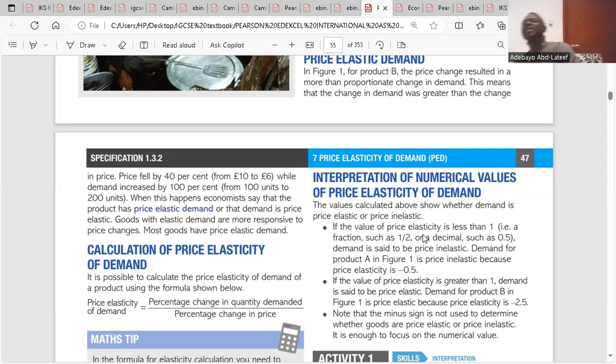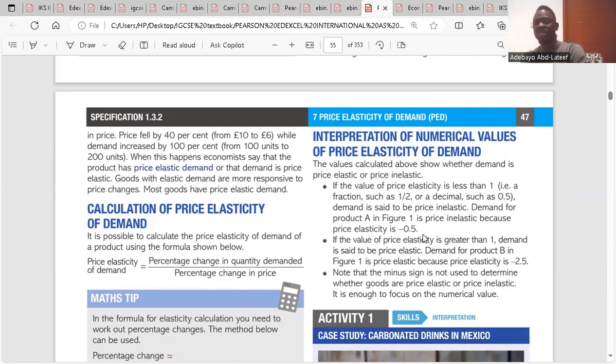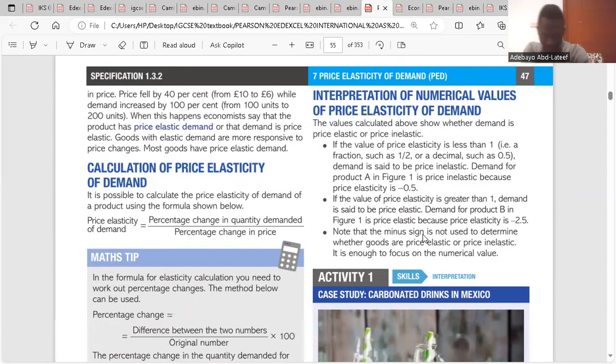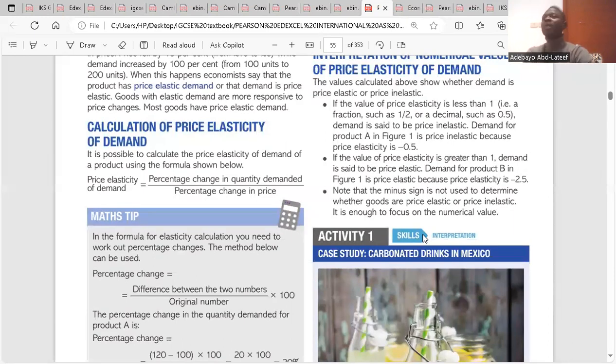So for price elasticity, either the demand for the product is price elastic, or the demand for the product is price inelastic. Now it takes us to the calculation of price elasticity of demand. It is the percentage change in the quantity demanded over the percentage change in the price: (Q2 minus Q1) over Q1, divided by (P2 minus P1) over P1.